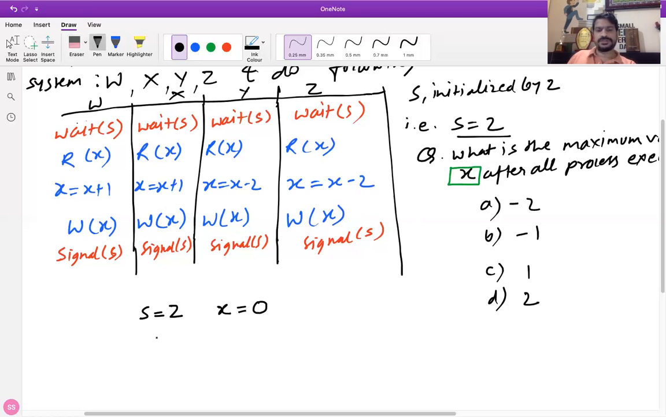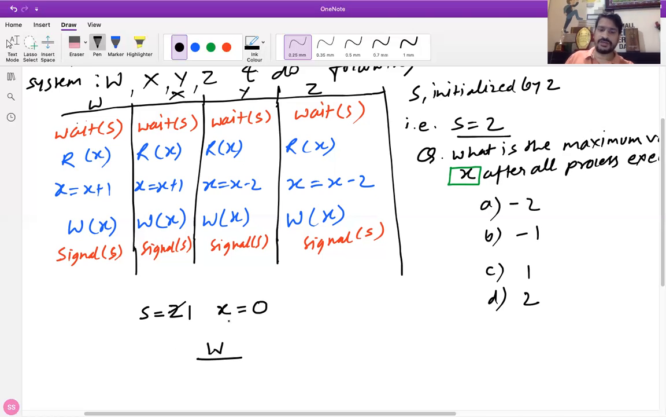Now in this problem, let's say we start our execution with the W process. W will first call wait. Once it calls wait, the value of S goes along with the wait, and because the value of S is greater than 0, it allows W to go to the critical section by reducing the value of S by 1. So what is the value right now? It is 1.